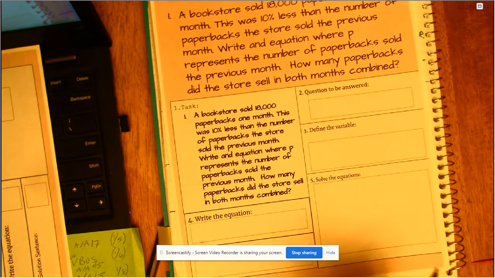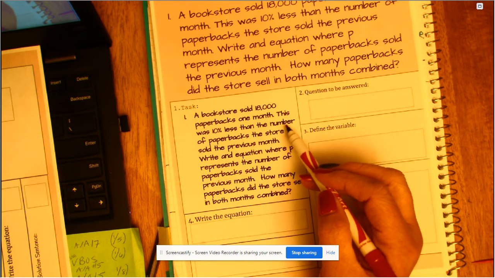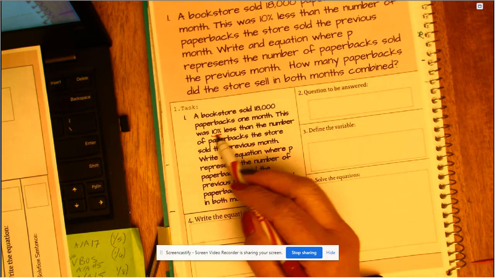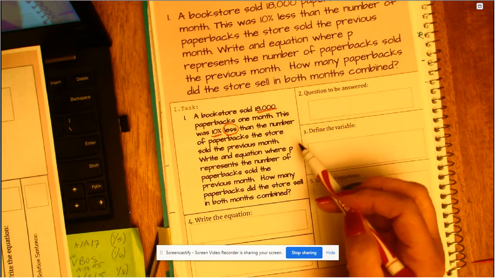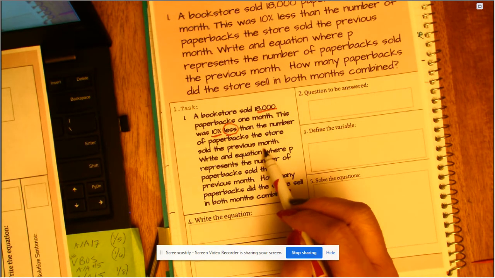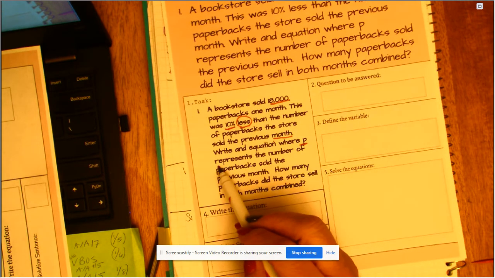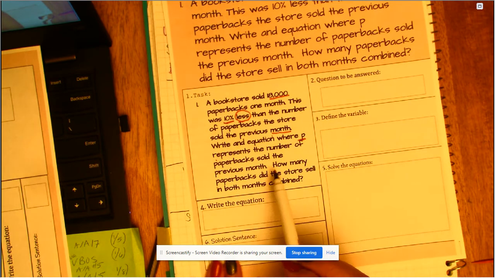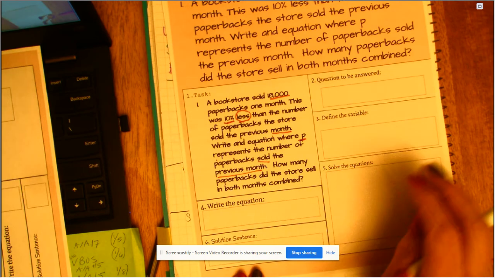A bookstore sold 18,000 paperbacks one month. These are actual books, in case you're digital readers like me. This was 10% less, I'm going to underline 18,000, than the number of paperback books the store sold the previous month. Write an equation where P represents the variable, the paperbacks sold in the previous month. How many paperbacks did the store sell in both months combined?